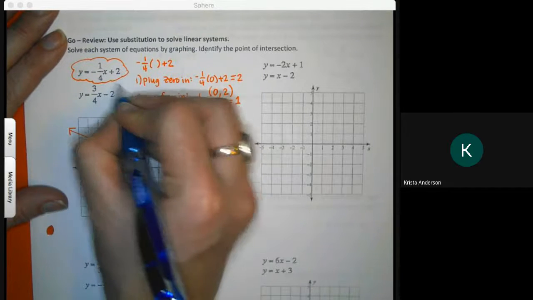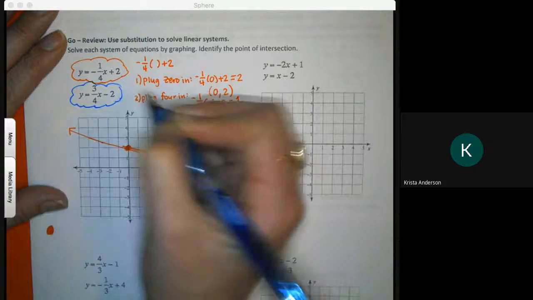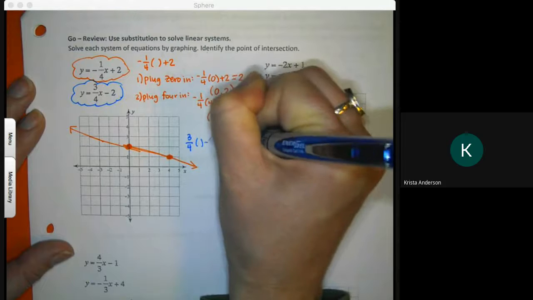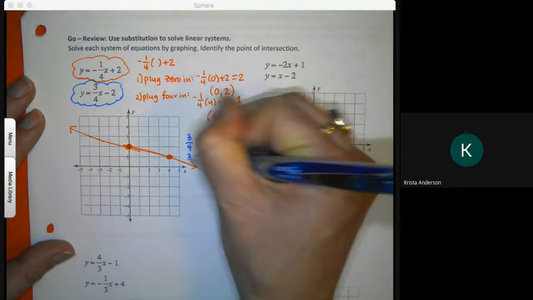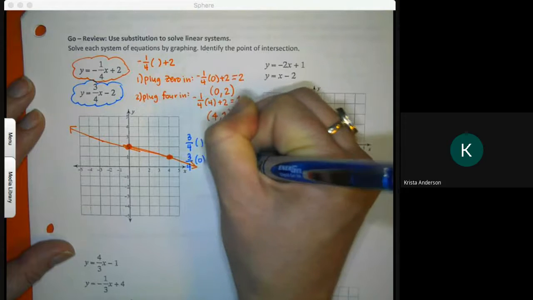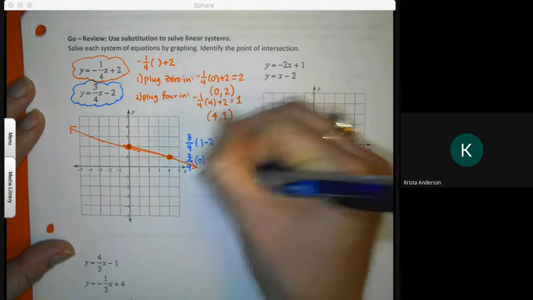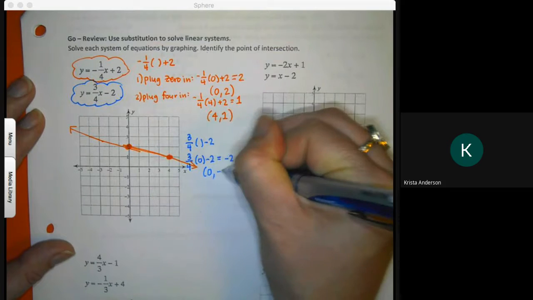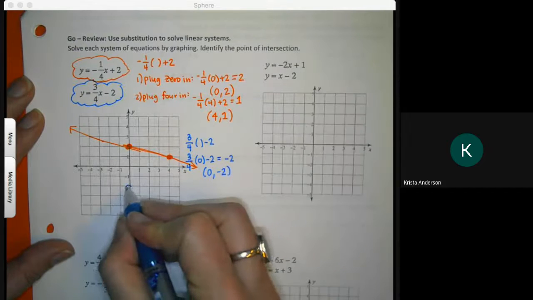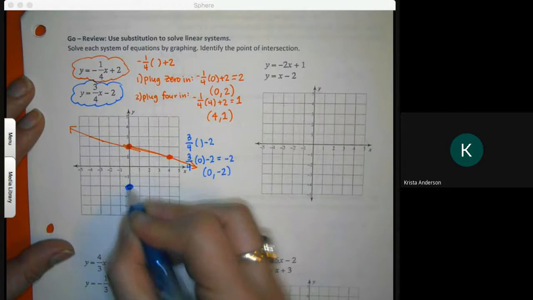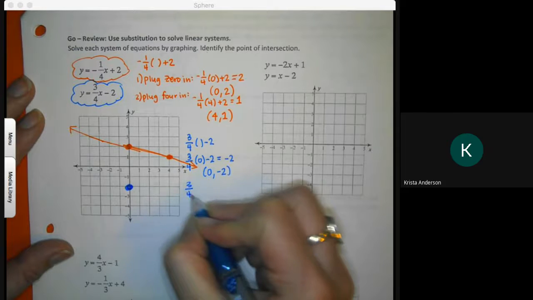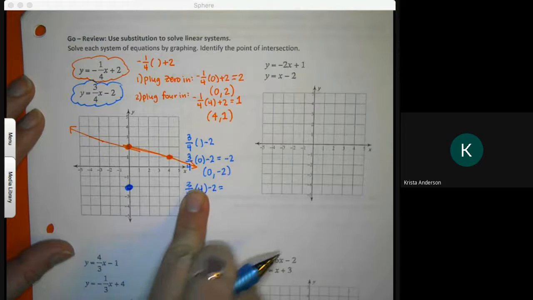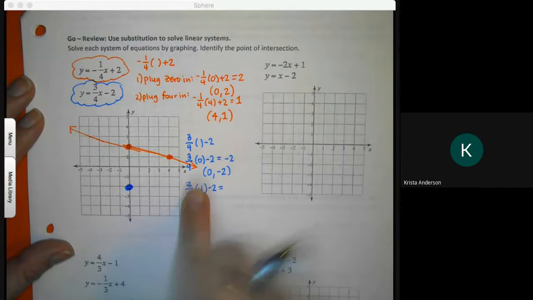I'm now going to do the 3 over 4x minus 2. I'm going to plug in a 0. That would cancel out the fraction and leave a -2. Then I'm going to plug in a 4. That would cancel out my 4's. 3 minus 2 is a 1.